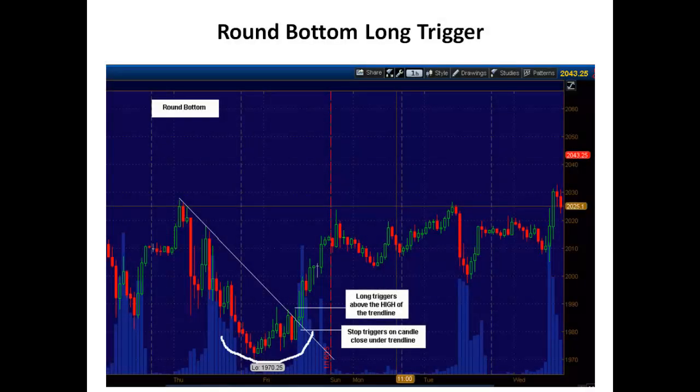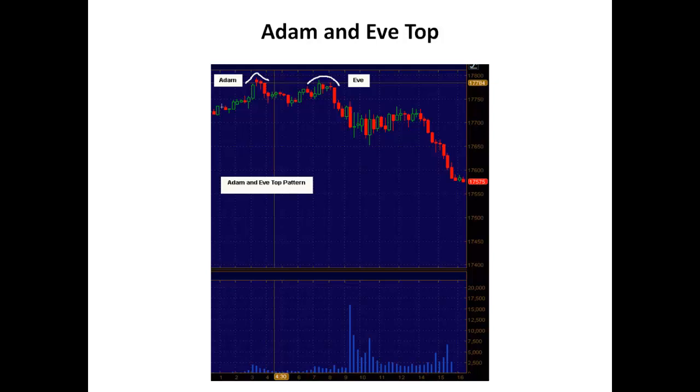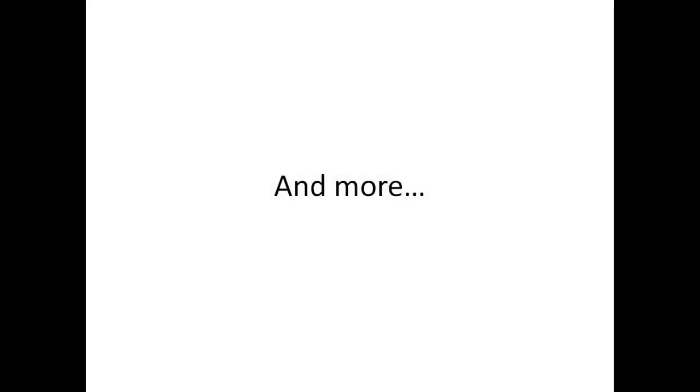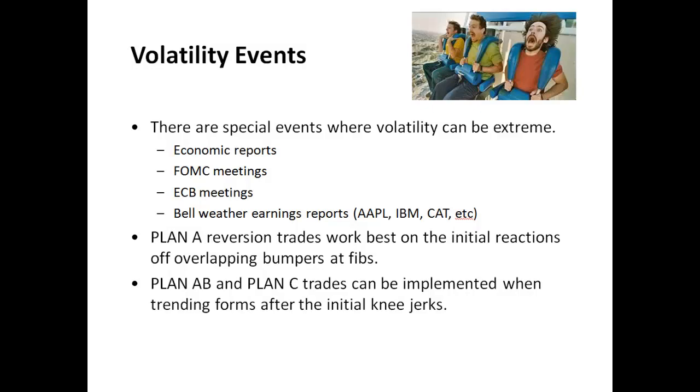Now, there are special events, volatility events that pretty much ensure that the futures are going to get some nice knee-jerk moves and possible trend moves based on material events like econ reports, FOMC meetings, ECB meetings. Okay, FOMC meetings, you get all the opportunities there. You get the reversion opportunities, the plan A reversions on the knee jerk, and then the plan A, B, and even a plan C type trade when the trends form.